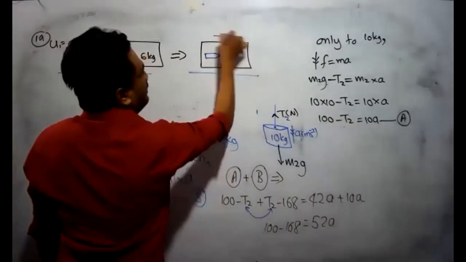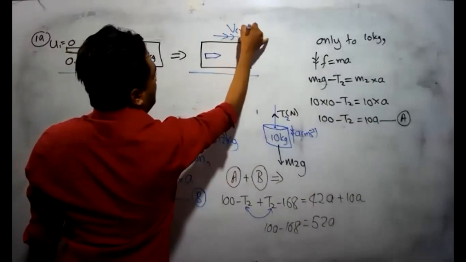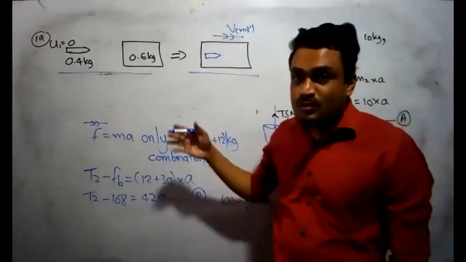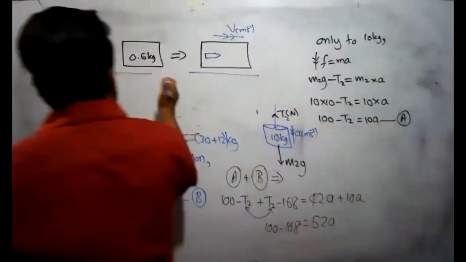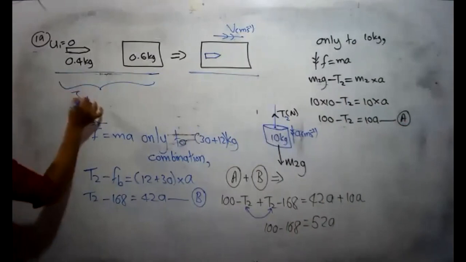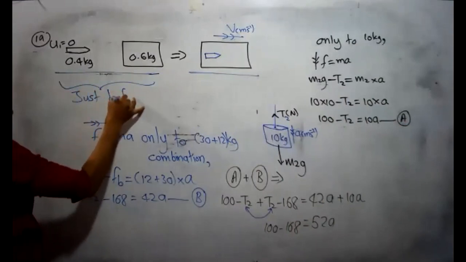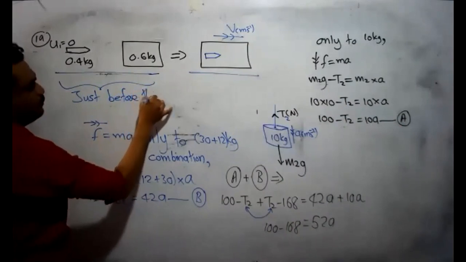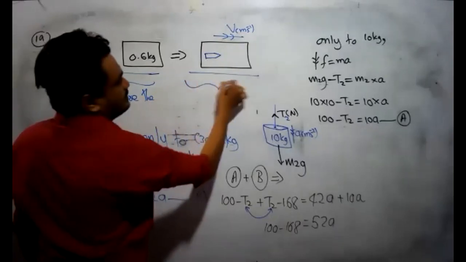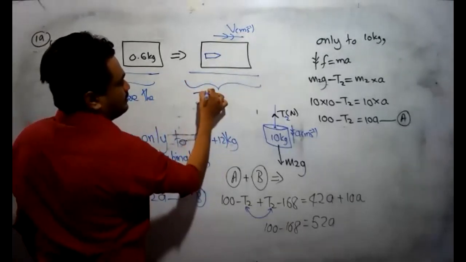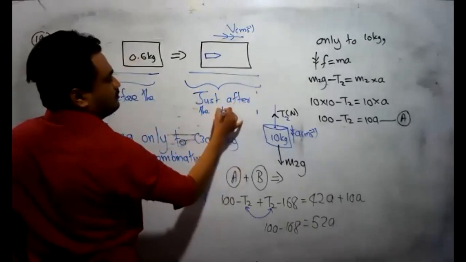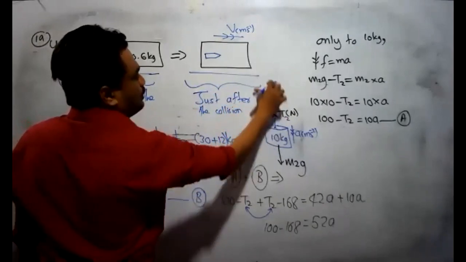Please draw this figure here, and they will start to move as a single object with a velocity of V meter per second. At the time when the blocks start to move, do not worry about the friction. We can consider friction later. Please draw the figure. This is just before the collision, and this is just after the collision. Please draw this figure here, quick.